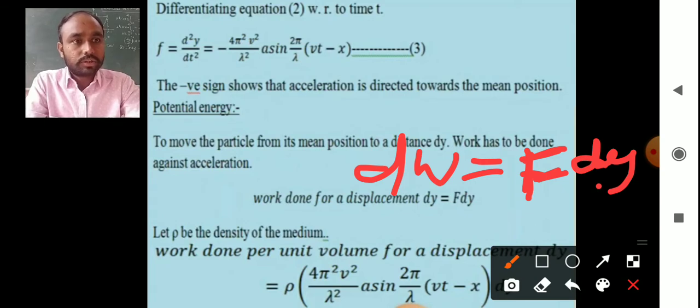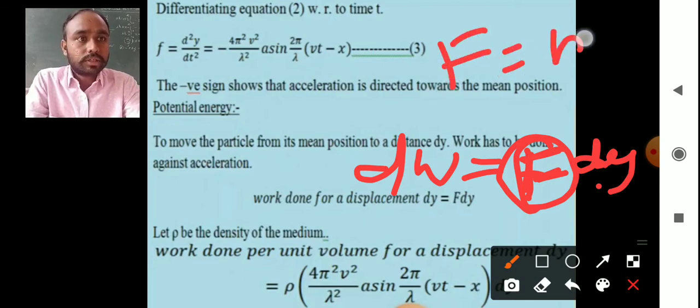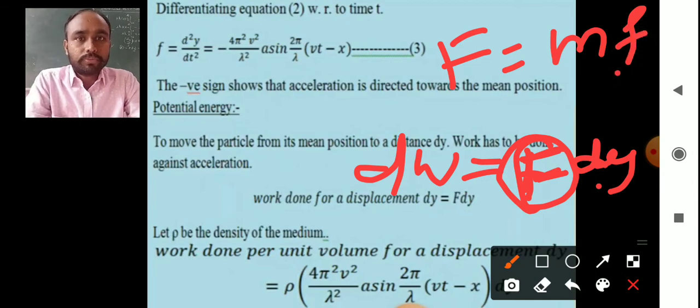Next, once you got this, dW is equal to F into dy, now what we have to find? The total work done. But here we know this F is what? Force, and force F is equal to mass into acceleration. What is acceleration? We have denoted it as small f. So force is equal to mass into acceleration. This is by Newton's second law, everybody knows this.